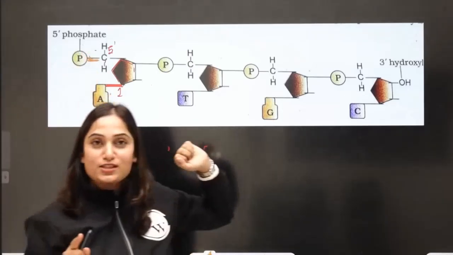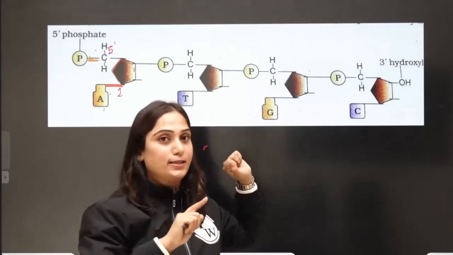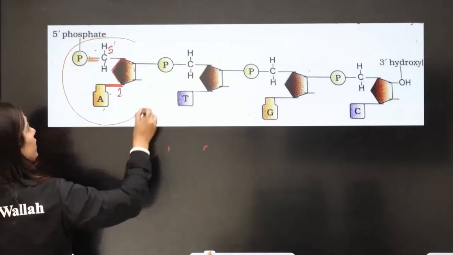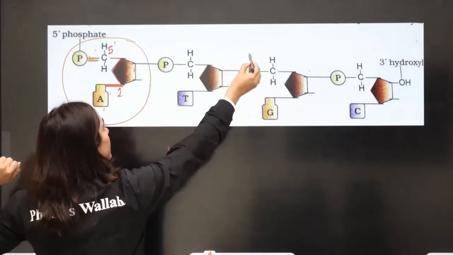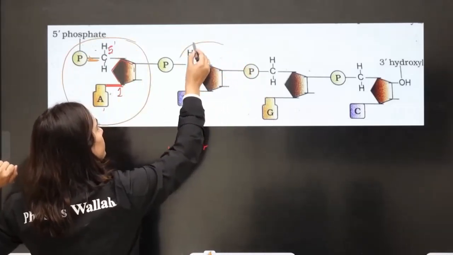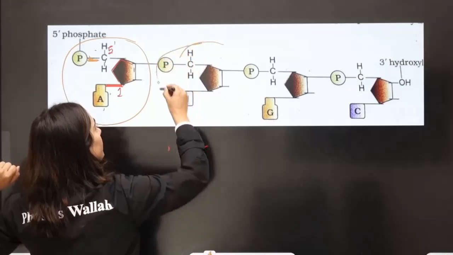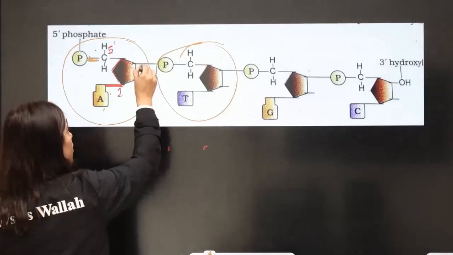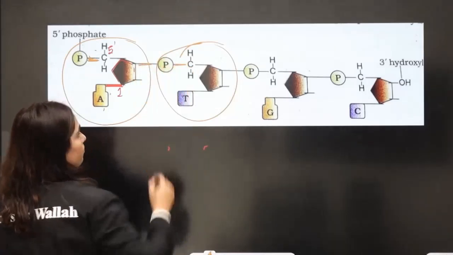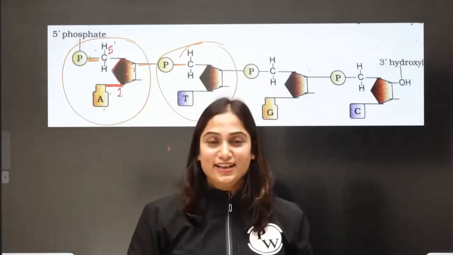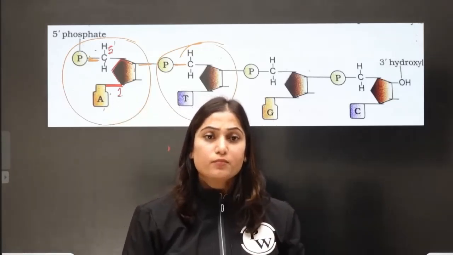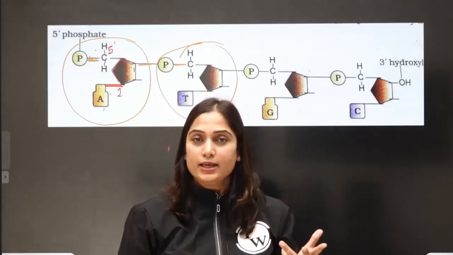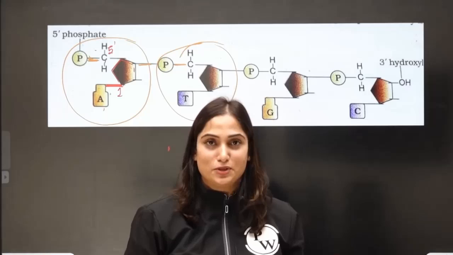Now comes the phosphodiester bond between two nucleotides. This is one single nucleotide and this is the other nucleotide, and between two nucleotides we have the phosphodiester bond. Okay, so many questions come regarding the calculation of the number of phosphodiester bonds in a particular DNA.